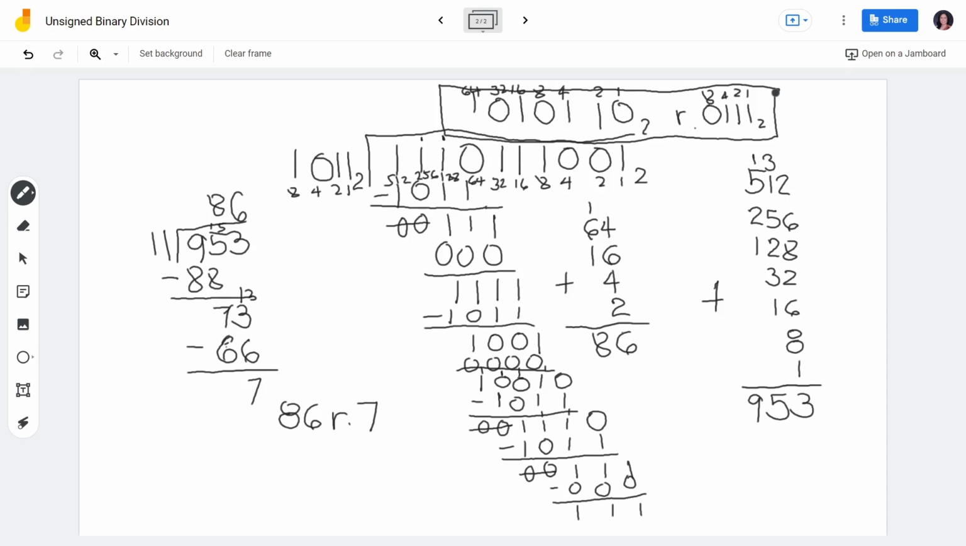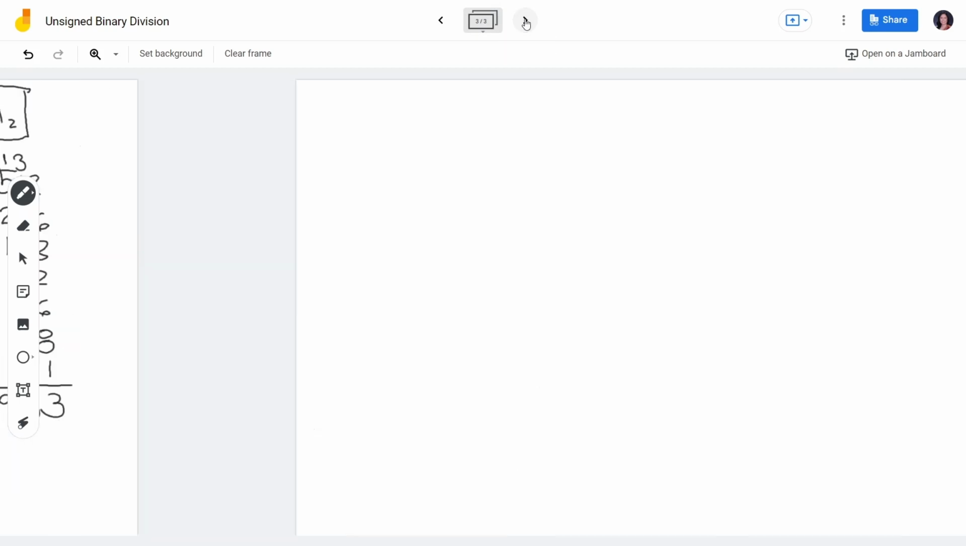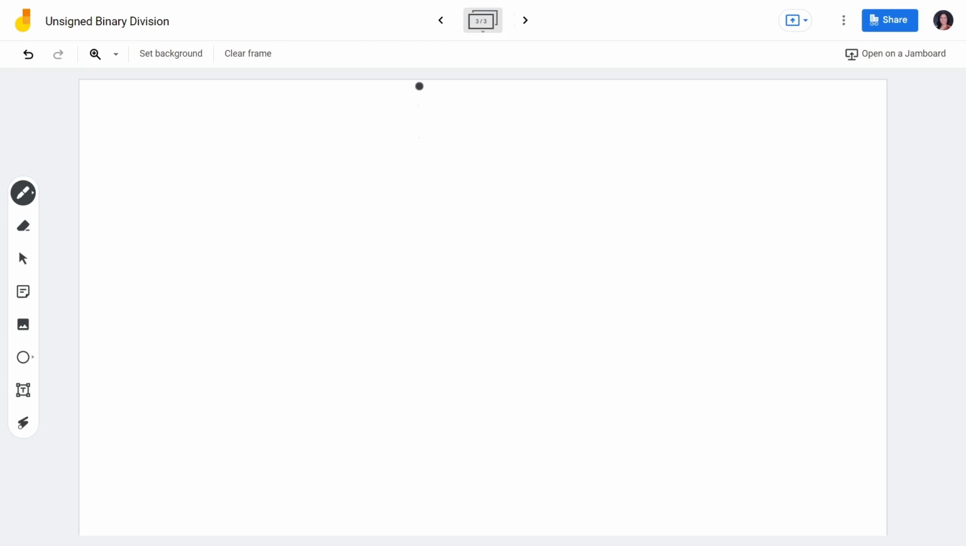So to further understand and reinforce our learning, I'll provide another example. Okay, so we have 1, 0, 0, 1, 1, 1, 0. So 1, 2, 3, 4, 5, 6, 7, 8 digits. Divided by 1, 1, 1, 0. Base 2.